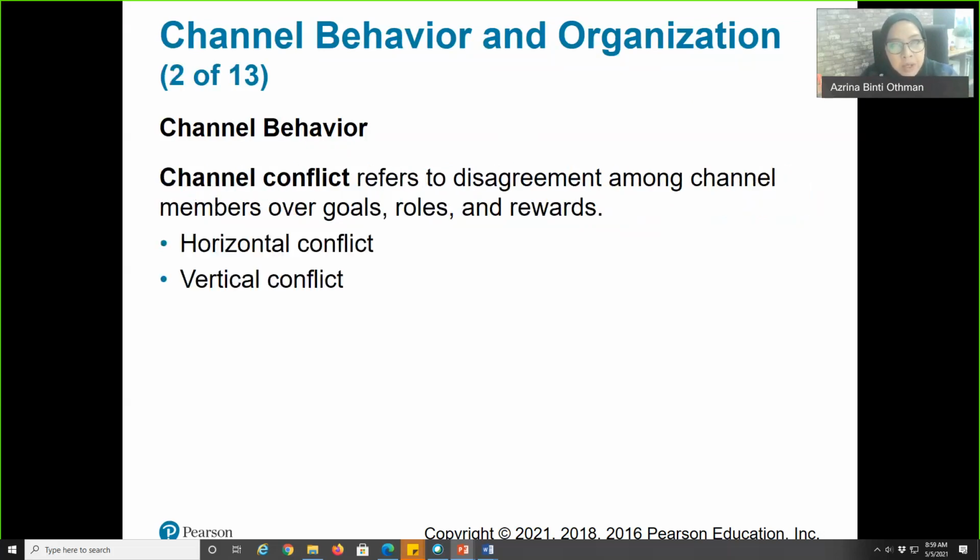And because you are confronting behavior, you need to know that instead of only giving you benefits, you will also face conflict. So we have channel conflict, which refers to disagreement among channel members over goals, over roles, and over rewards. There are two types of conflict or disagreement. The first one is horizontal conflict. The second one is vertical conflict.